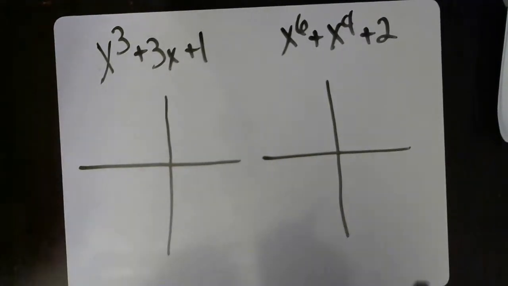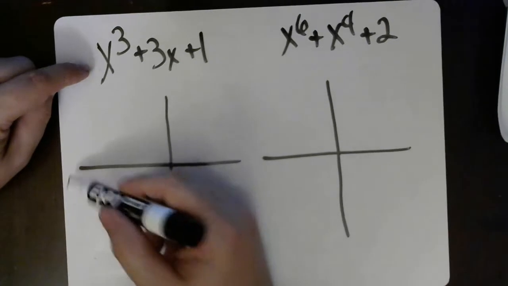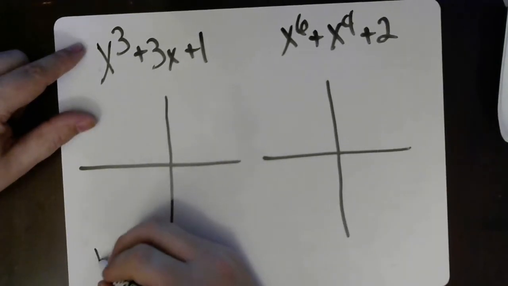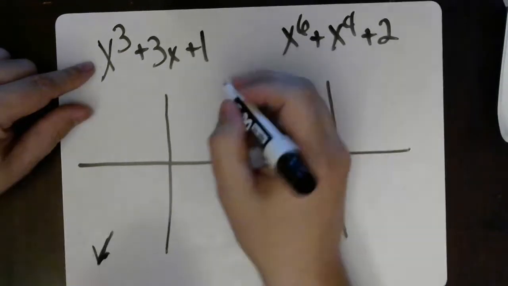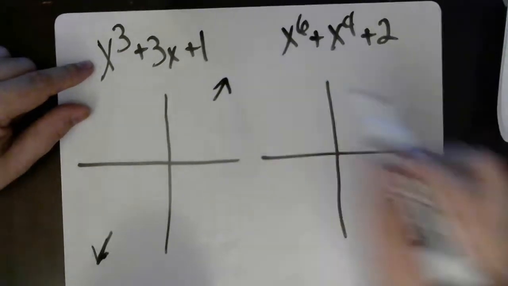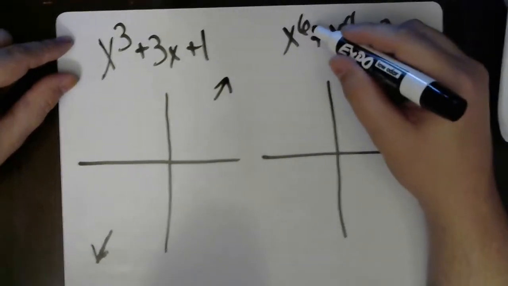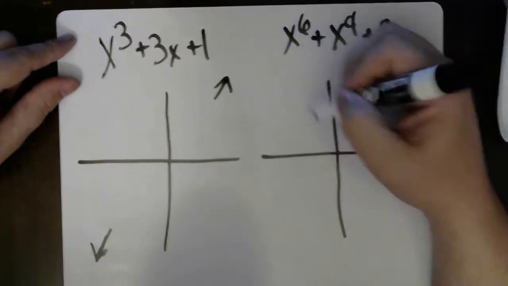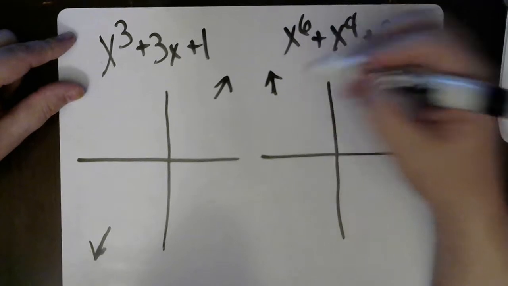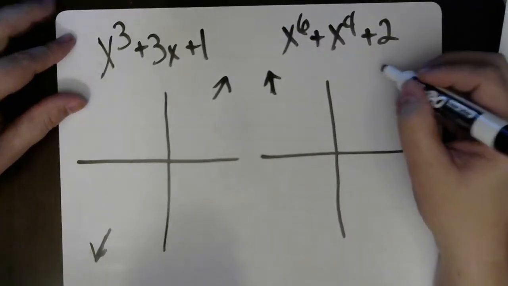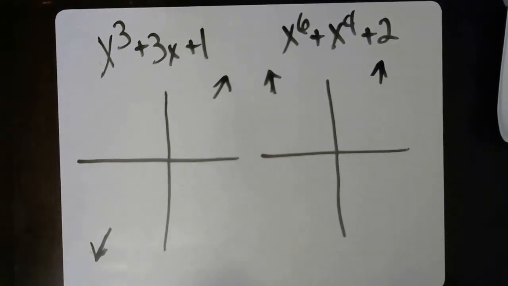So we know for our end behavior that as x approaches negative infinity, y approaches negative infinity. So it goes right here. And then as x approaches positive infinity, y approaches positive infinity. And in this case, this is an even power. It's positive. So as x approaches negative infinity, y approaches positive infinity. As x approaches positive infinity, y approaches positive infinity. So those are our ending behaviors right now.